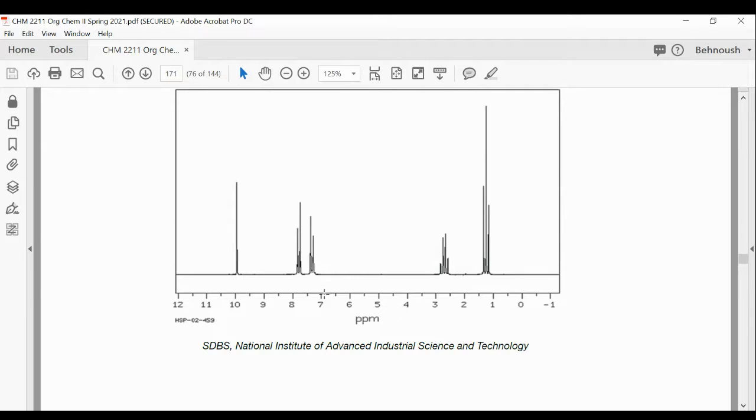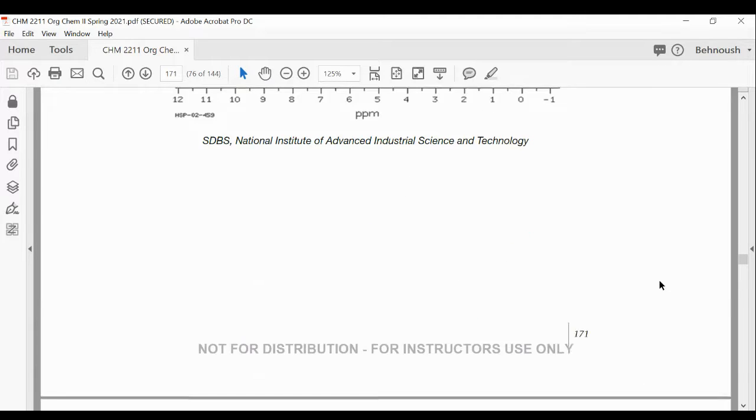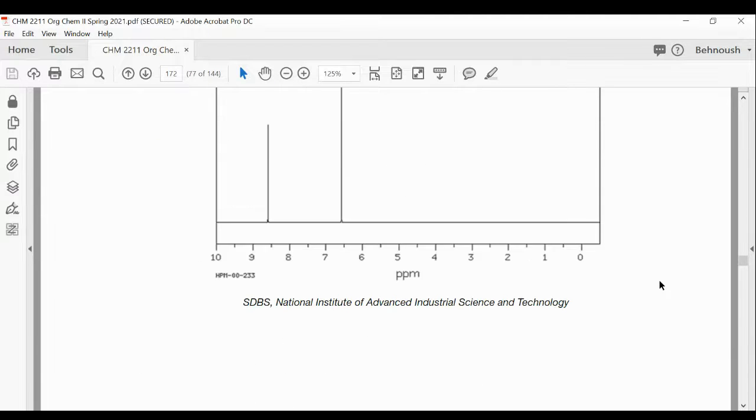And then you have peaks between 7 and 8. If you have a peak between 7 and 8, that means you have aromatic. There's the aromatic ring here. You have a peak at 9. What does a peak between 9 and 10 mean? Aldehyde. So it means that you have a CH2, CH3, you have a benzene ring, and you have an aldehyde functional group. And I think there is an answer for that.